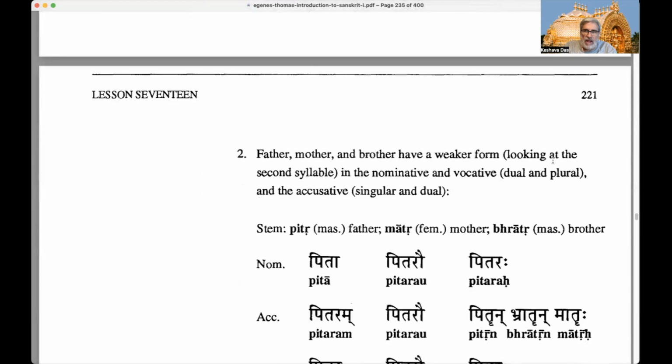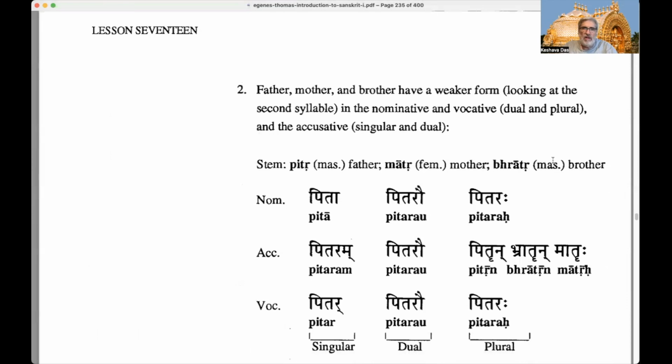Okay, and so now we have some other ones. We have father, mother, brother. We already had sister above. So he says they have a weaker form looking at the second syllable. Weaker form means a shorter syllable, let's say, in the nominative and vocative, dual and plural, and the accusative, singular and dual.